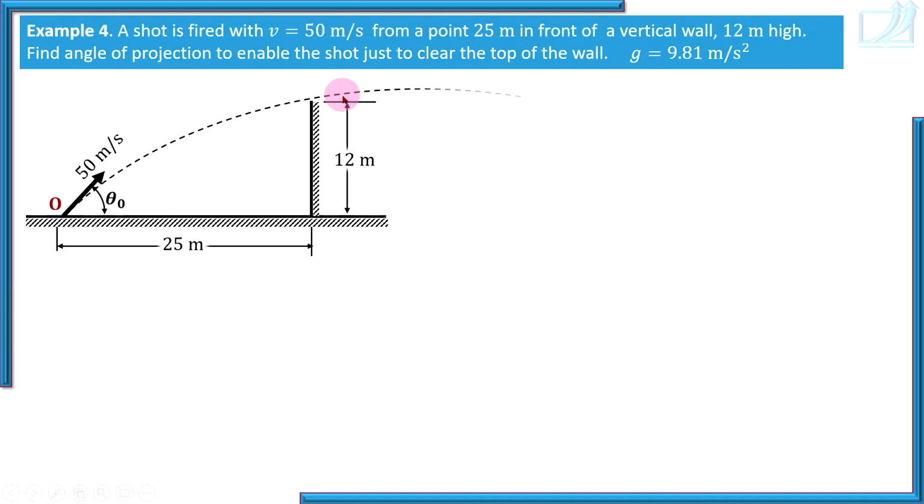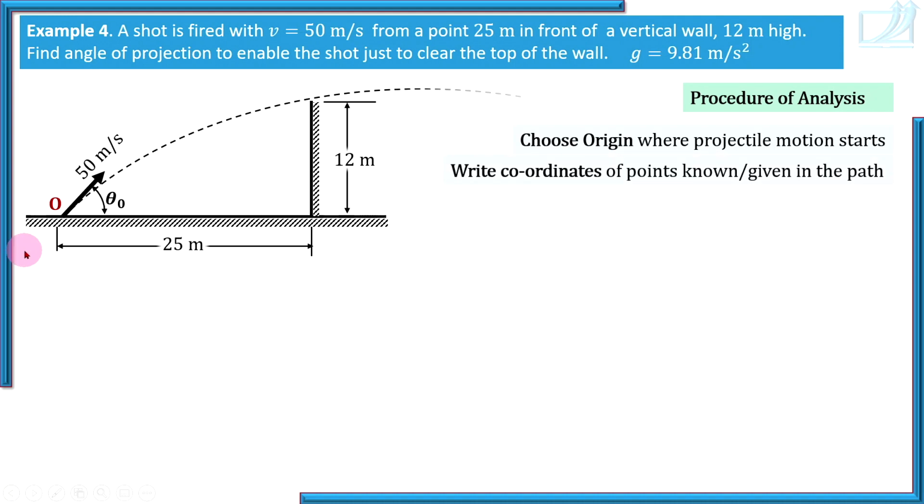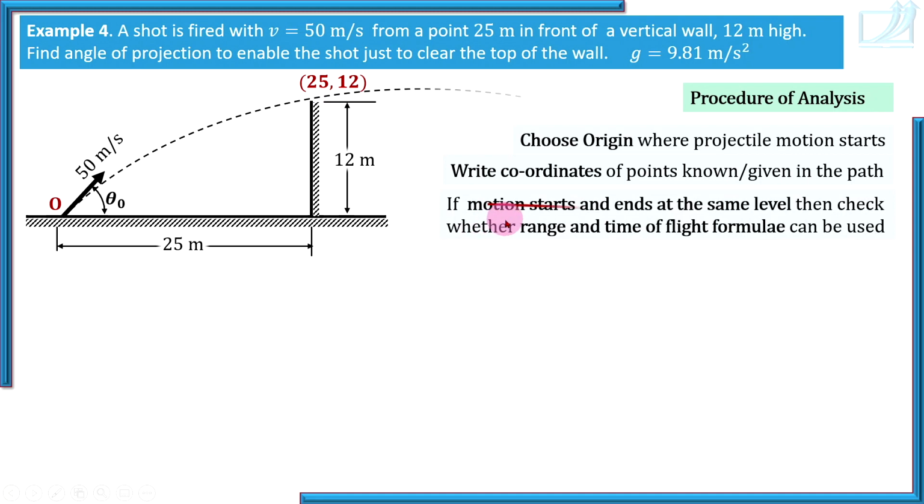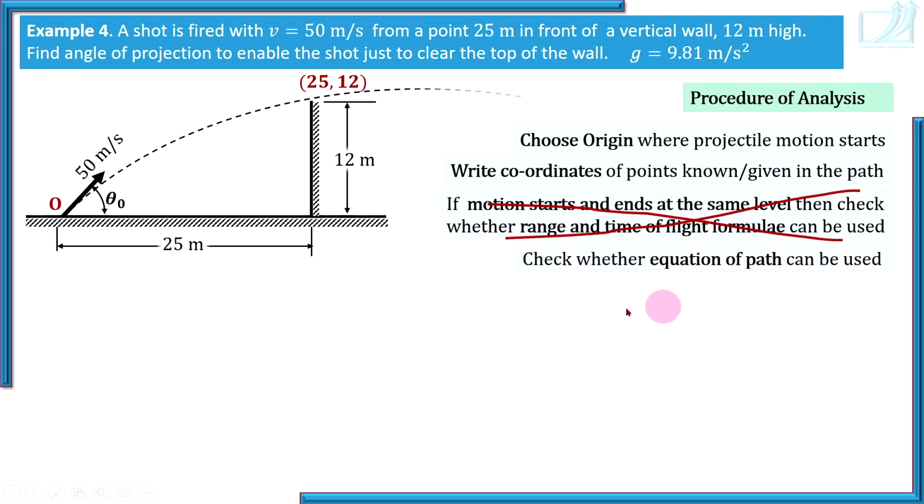You are asked to find theta 0 so that the projectile just touches the top of the wall and clears the wall. So let's follow the procedure. Choose origin where projectile motion starts. Write coordinates of points known in the path. So this point is almost in the path, so we can use coordinates of that point. Does motion start and end at the same level? Of course not. Then check whether equation of path can be used.